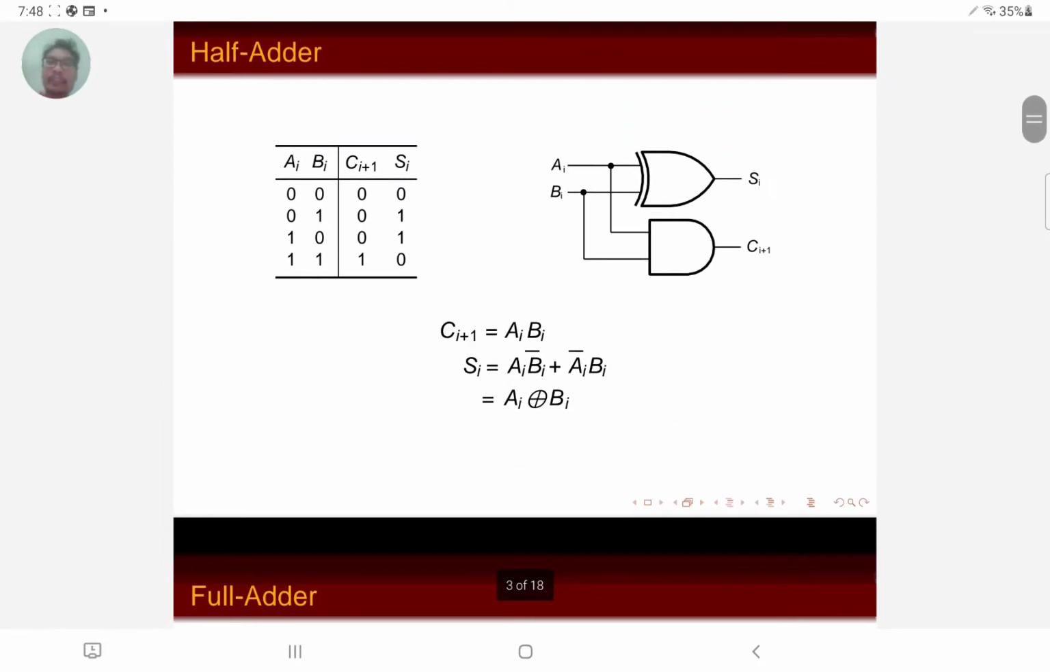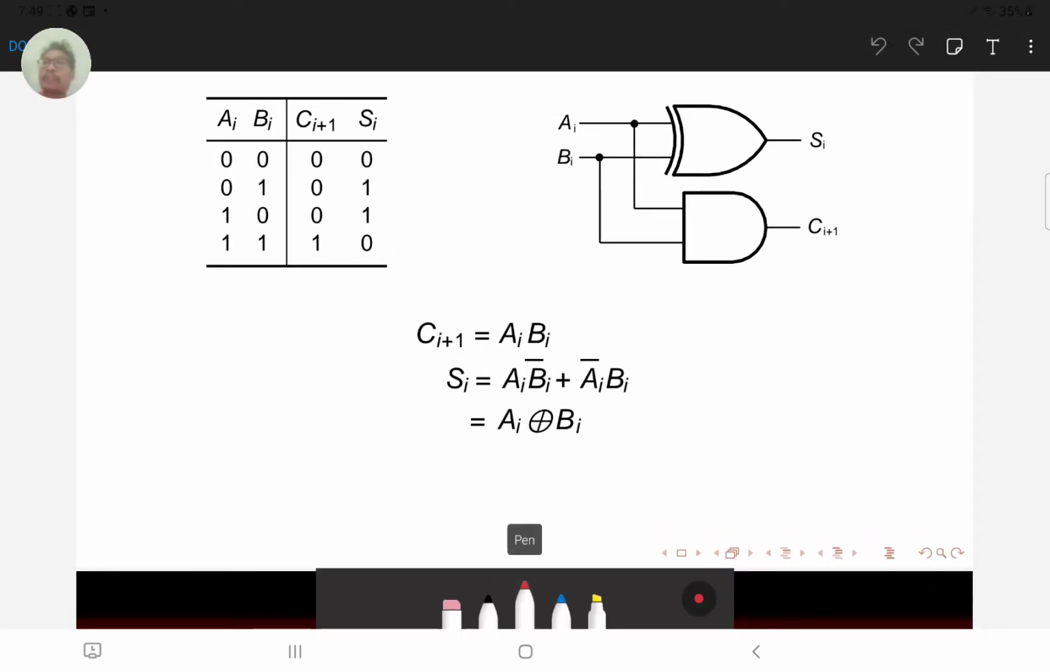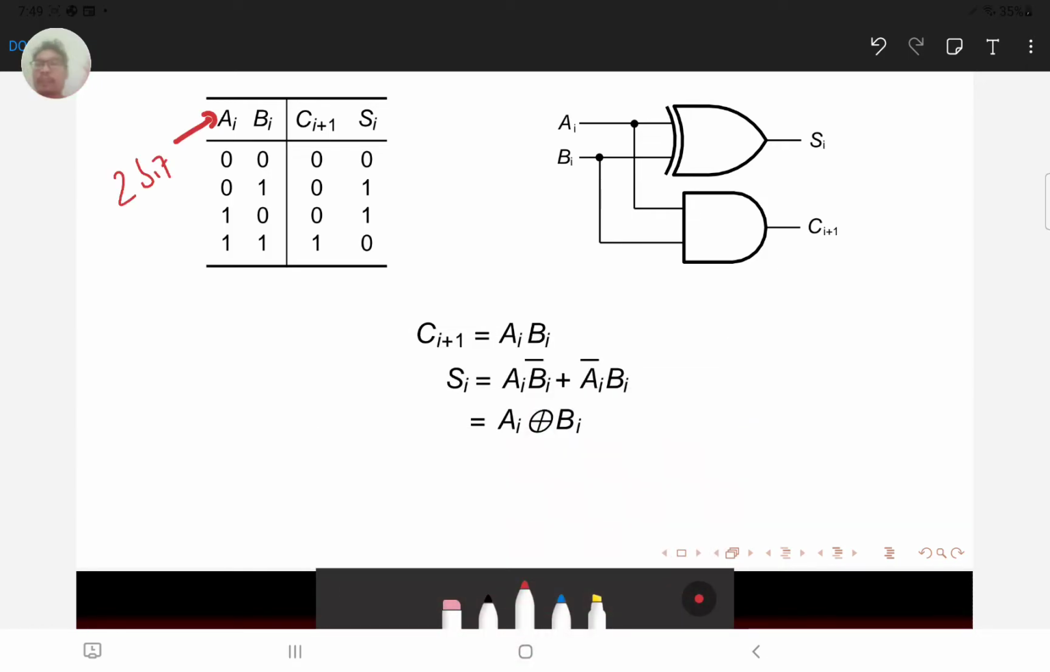So let's look at the half adder. So what is a half adder? A half adder is basically adding 2 bits of numbers. So we have a 2-bit binary number, A and B, and we are going to add them together.